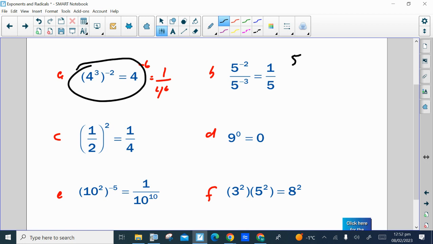Subtract the what? Subtract the exponents and the base stays the same. So we'll have negative 2 take away negative 3. What's negative 2 take away negative 3, Keen?